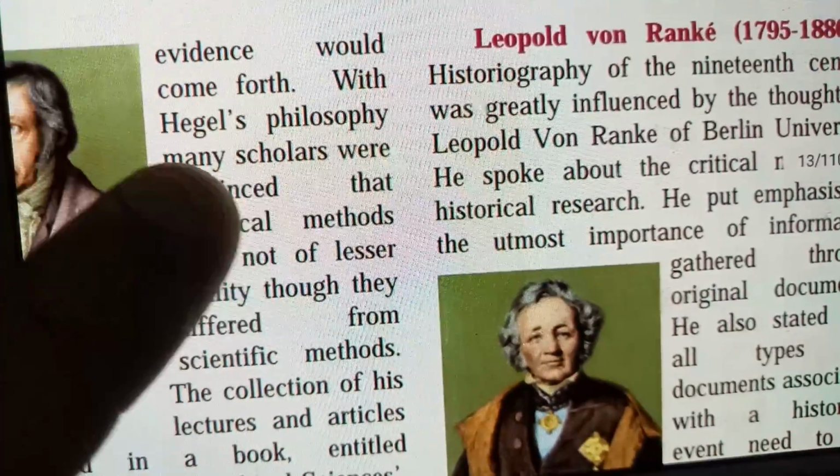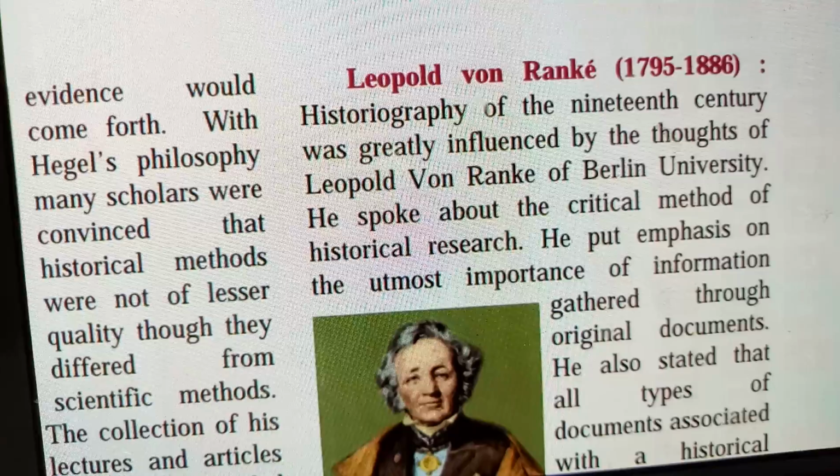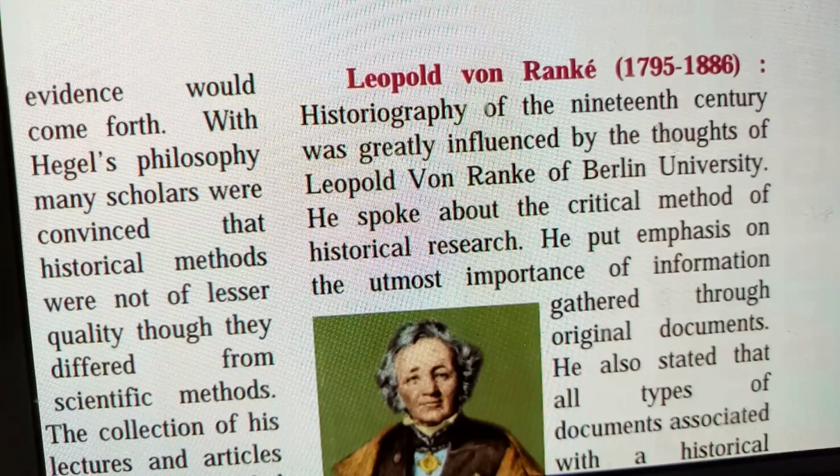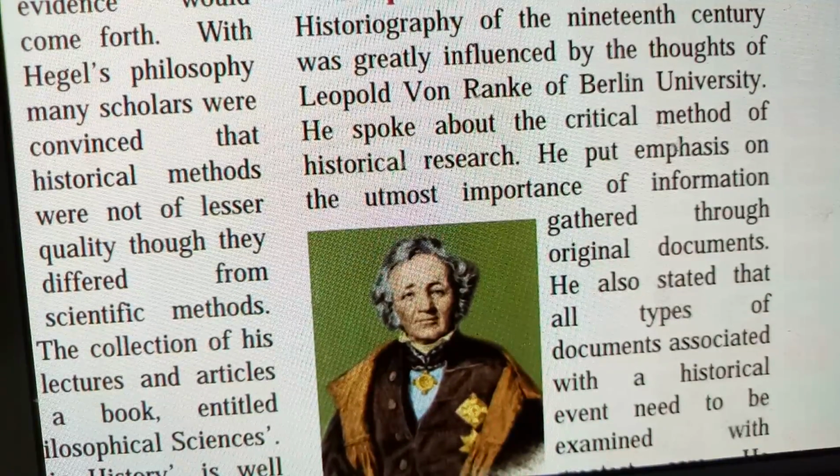Next is Leopold von Ranke. He was born in 1795 and died in 1886. Historiography of the 19th century was greatly influenced by the thoughts of Leopold von Ranke of Berlin University. He spoke about the critical method of historical research. So he also explained that whatever historical research we are doing, we should approach it with a scientific attitude. He put utmost importance on information gathered through historical documents.